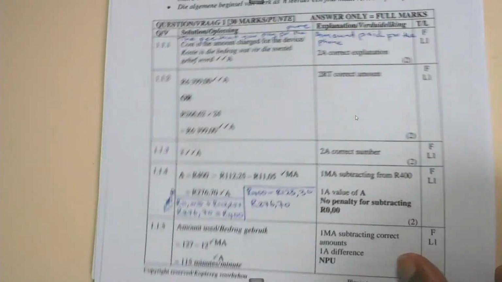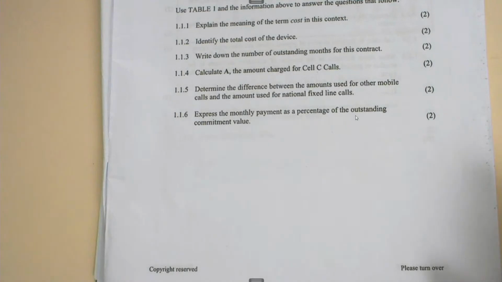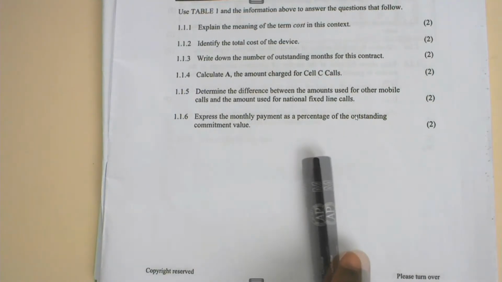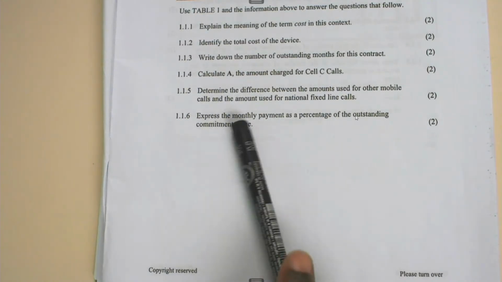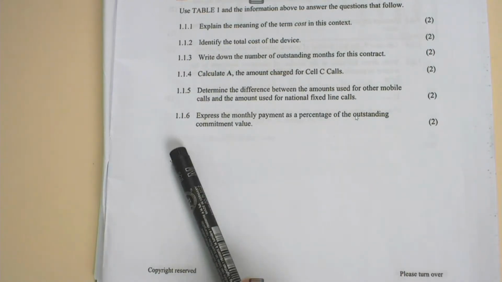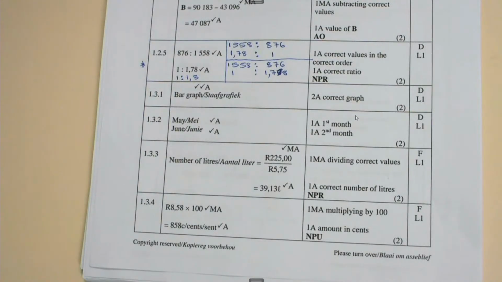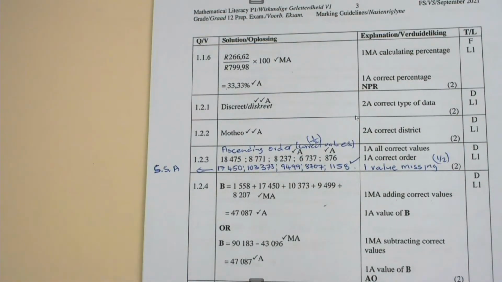Moving to question 1.1.6. The question there says, express the monthly payment as a percentage of the outstanding commitment value. Let's look at the possible answer to that, for 1.1.6.